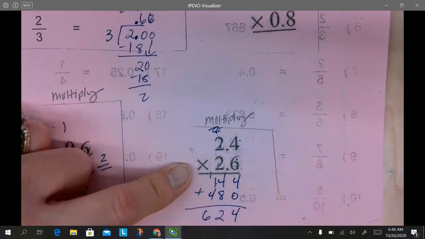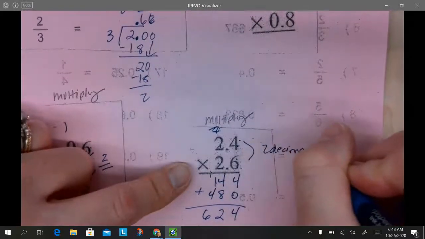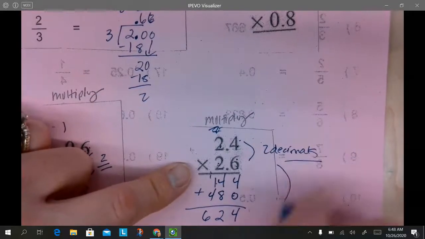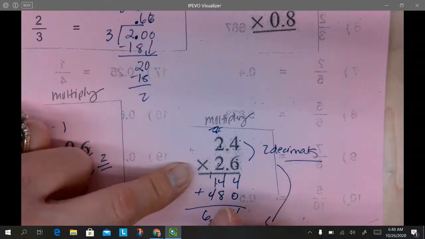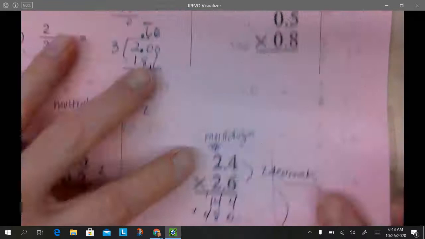All right, so that's what I have so far. But look, I've got 2 decimals in my original problem. So then in my answer, I need to have 2 decimals. Okay. Good job. Last one.